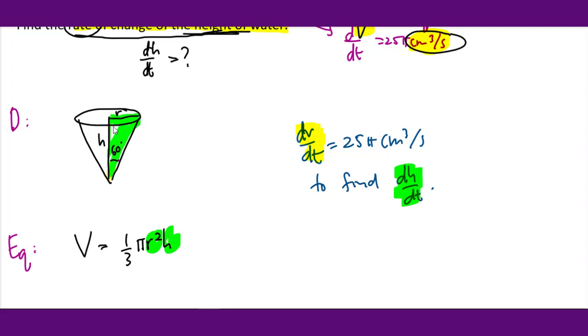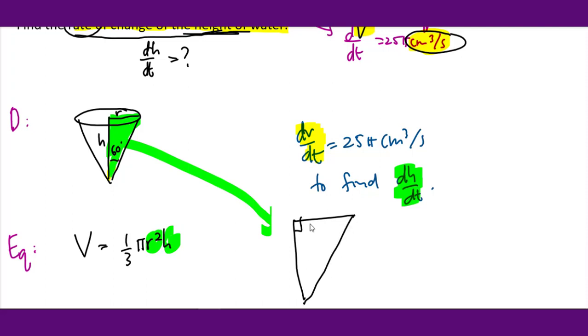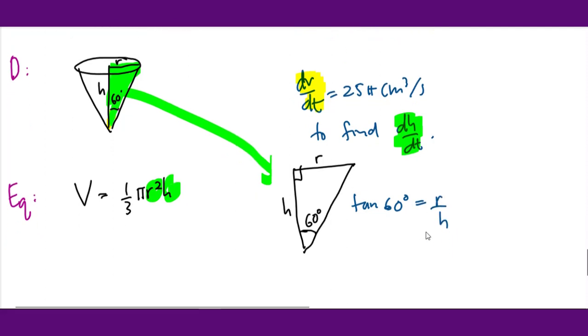This is the triangle, with a 90 degree angle, sides r and h, and the 60 degree angle. So the relation between r, h, and 60 degrees is tangent. Tangent 60 degrees is equal to r over h. So to get rid of variable r, we need to write r as the subject.